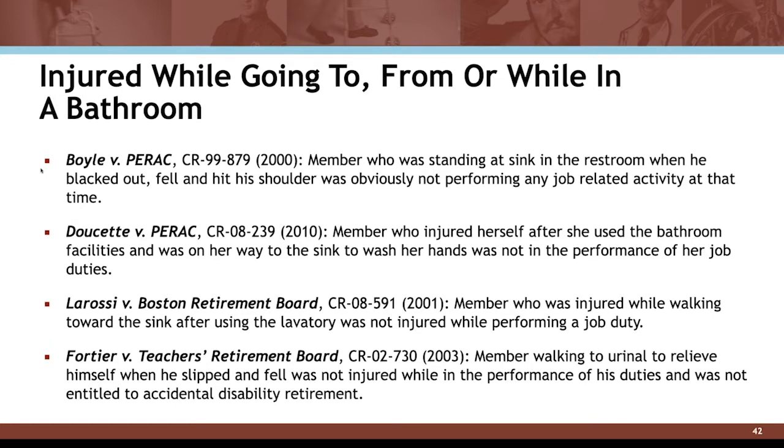There's a whole subset of similar cases involving bathrooms. I've listed out several of the cases, but in essence, they all say if you're in a bathroom and you get injured, you're not eligible. If you're on your way to the bathroom and you get injured, you're not eligible. If you're leaving a bathroom and you get injured, you're not eligible.